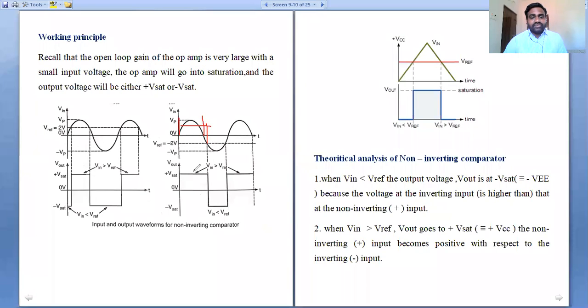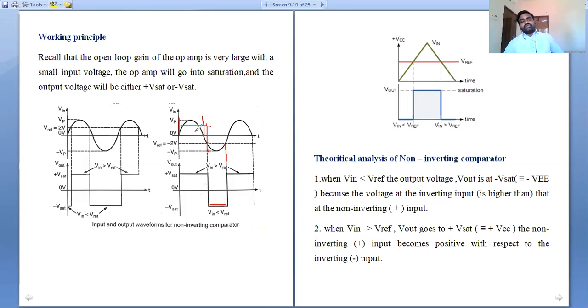plus Vsat. After the condition, the input voltage drops beyond the reference voltage. That's why from this instant to this instant, the input voltage is less than the reference voltage. That's why we experienced negative Vsat.